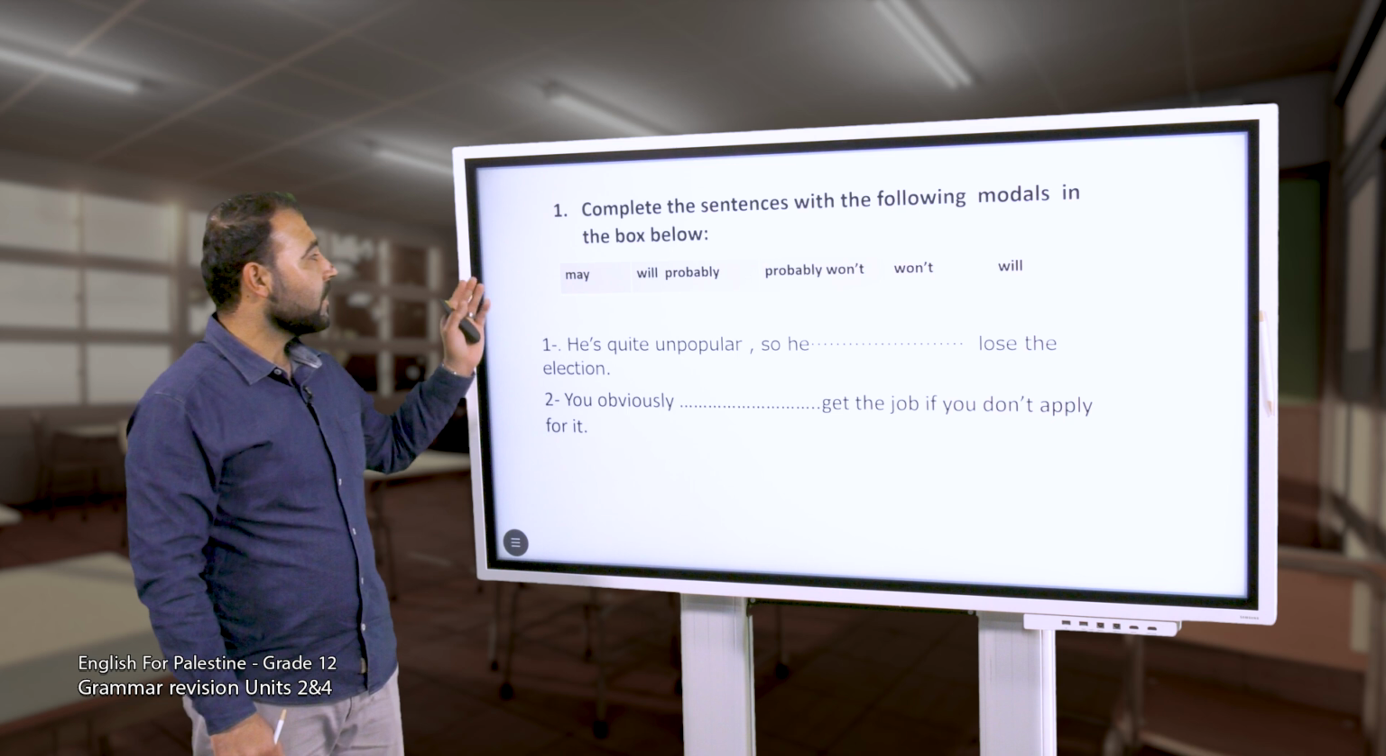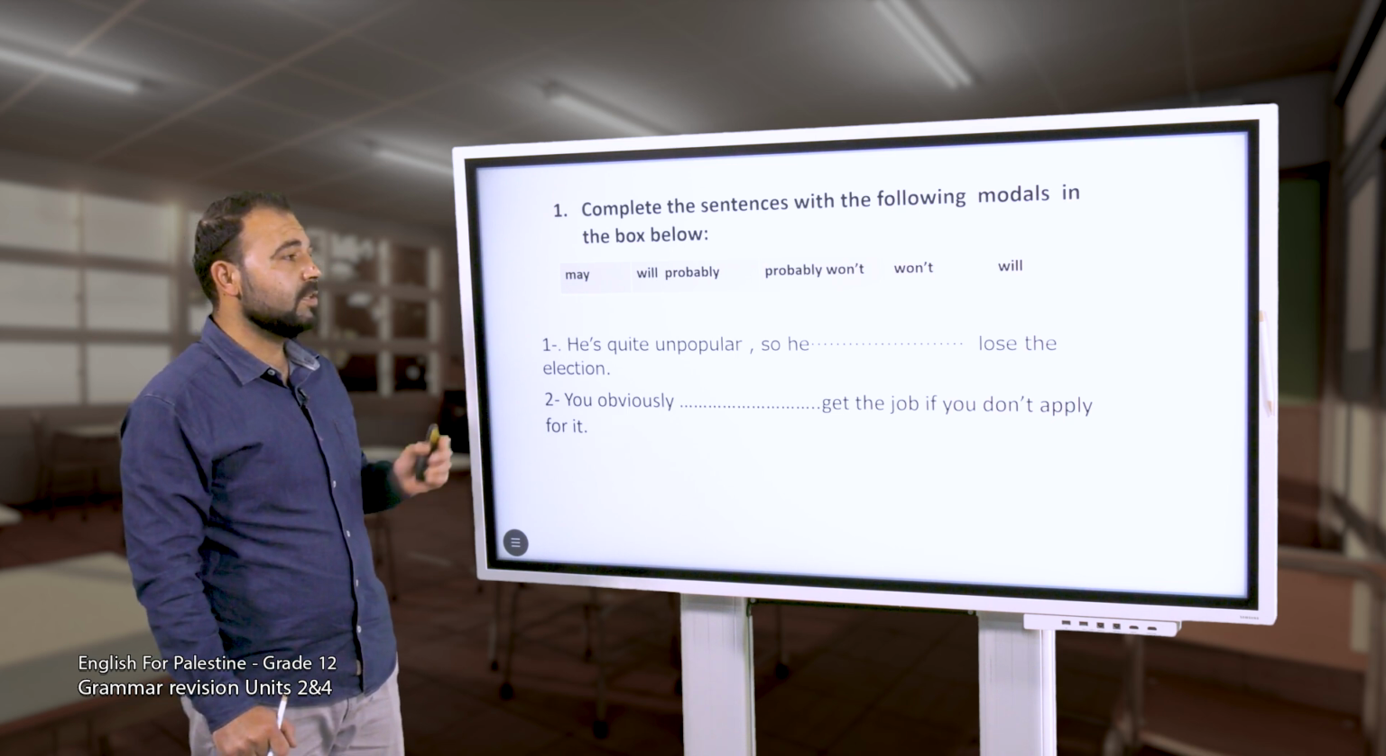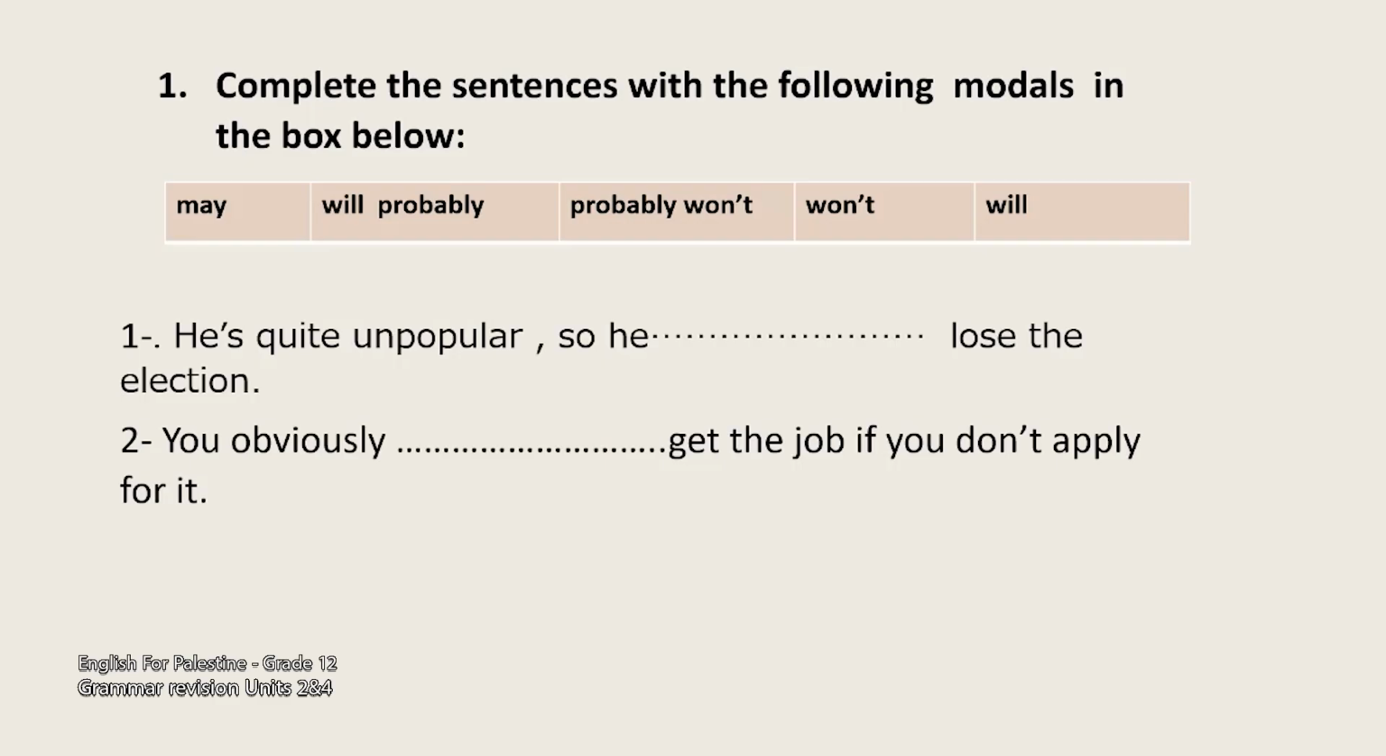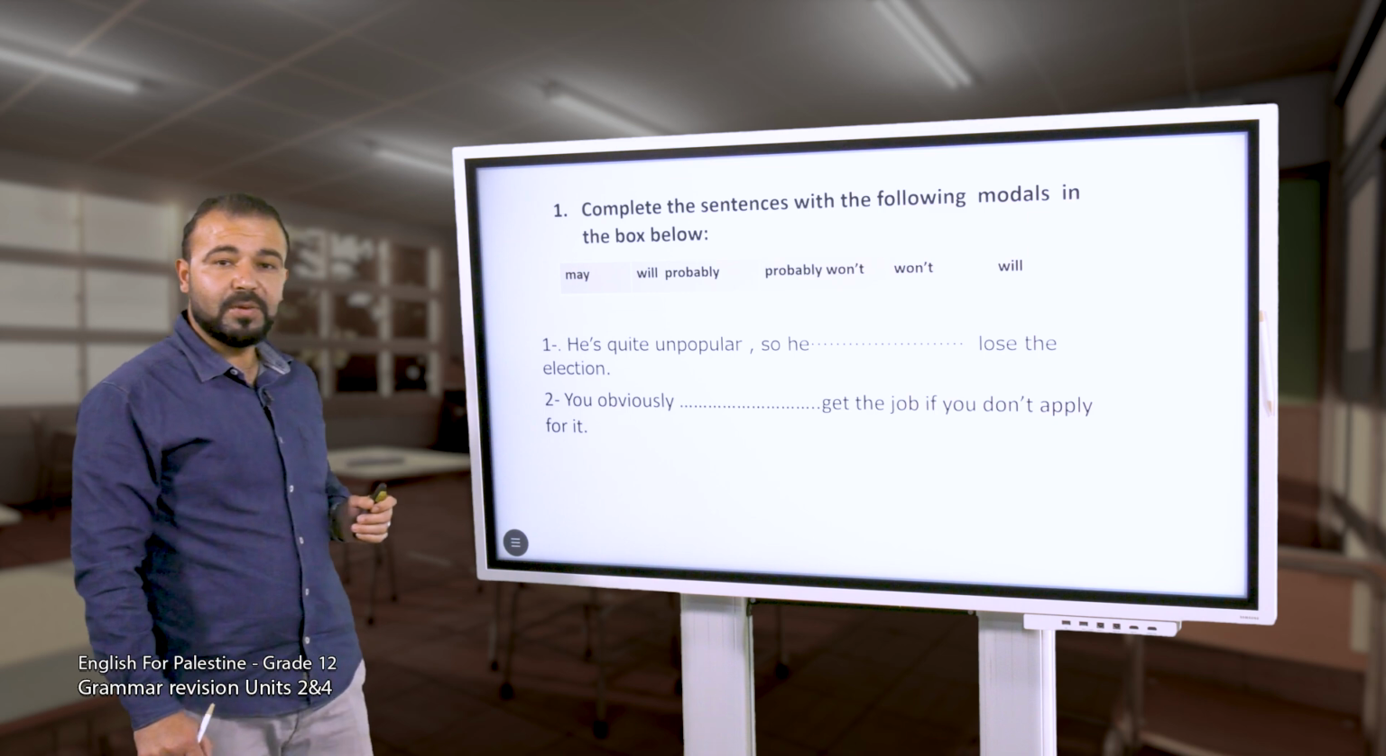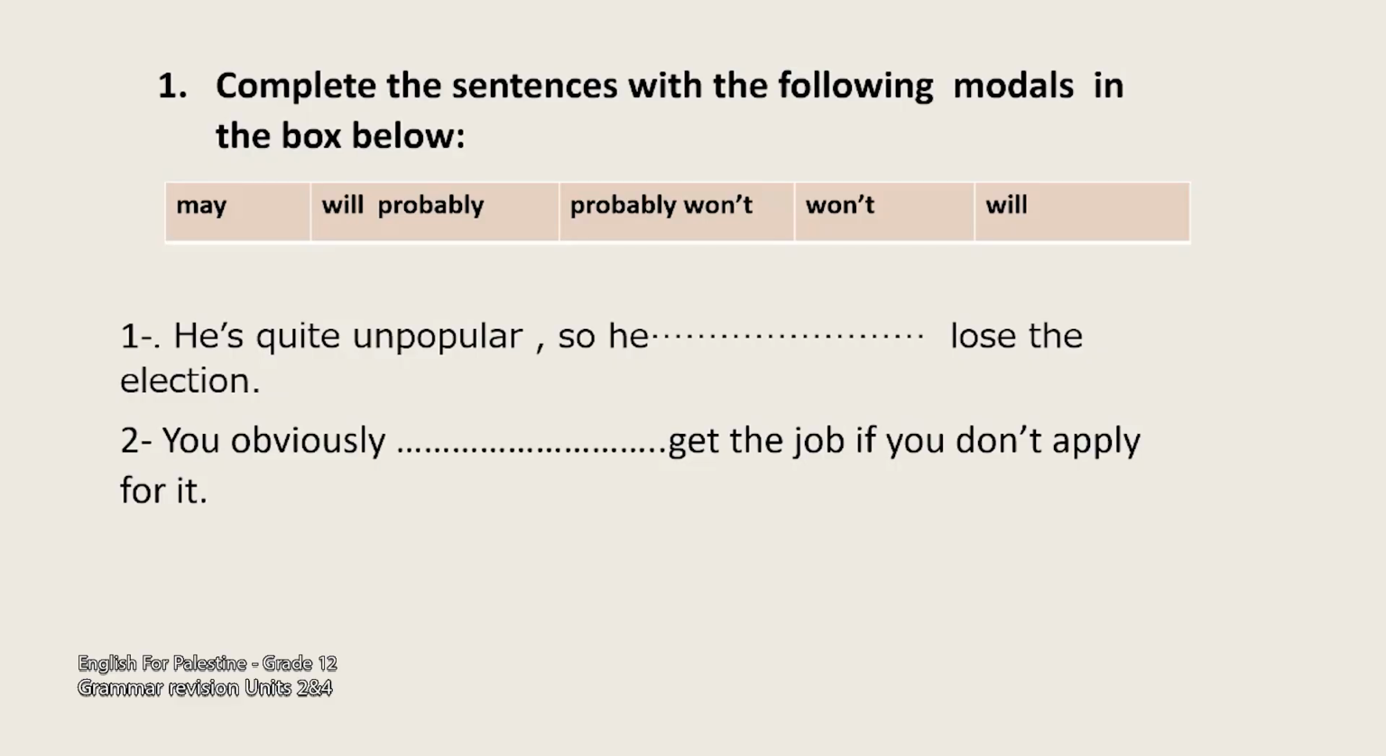Activity 3. Complete the sentences with the following modals in the box below. May, will probably, probably won't, will. Sentence number 1. He's quite unpopular, so he blank lose the elections. He's unpopular, he will probably lose the elections.